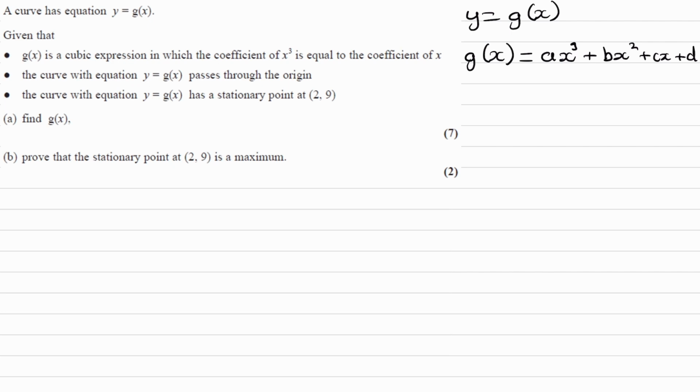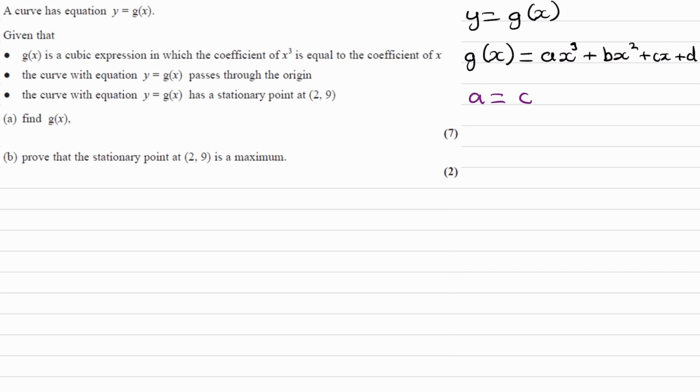So for the first bullet point, we're told that the coefficient of x cubed is equal to the coefficient of x. So what that means is a is equal to c. Coefficients are the numbers in front of the x terms. So the coefficient of x cubed is just a, and the coefficient of x is c.